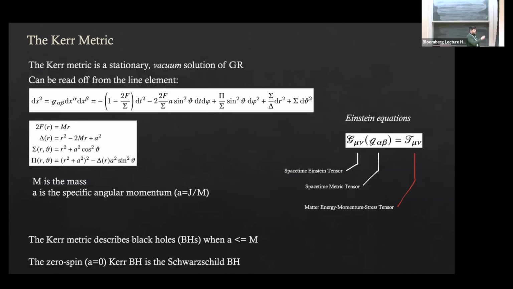Okay, so this is also extremely important because it's a vacuum solution, and it also describes black holes in general relativity when this spin parameter is less than the mass. The zero spin limit in particular is called the Schwarzschild black hole.